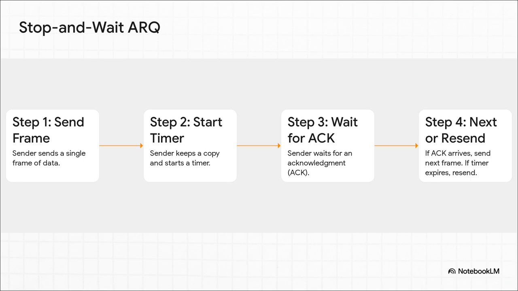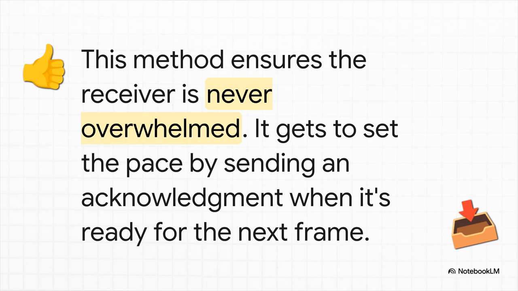If that ACK doesn't show up before a timer runs out, the sender just assumes something went wrong and resends the original frame. This whole process basically turns data transmission into a really polite conversation. The sender says something, then it patiently waits for the receiver to say, "Yep, got it, I'm ready for more." This puts the receiver in control, making sure it's never swamped. It's not the fastest way to do things for sure, but it is incredibly reliable.